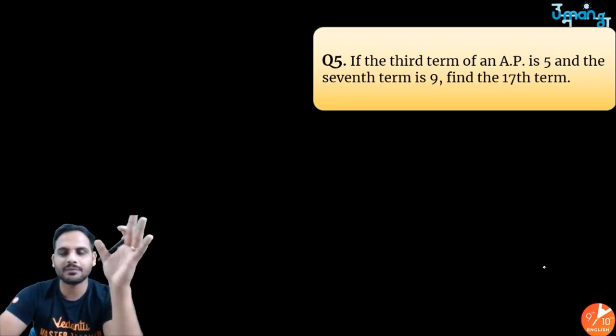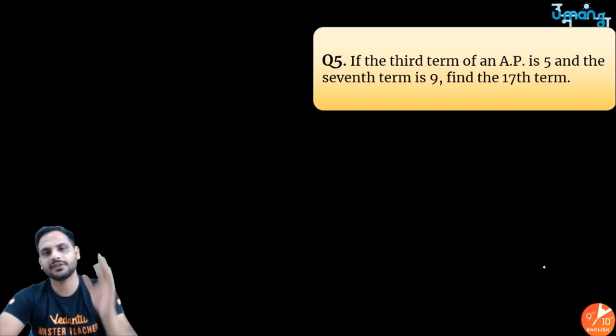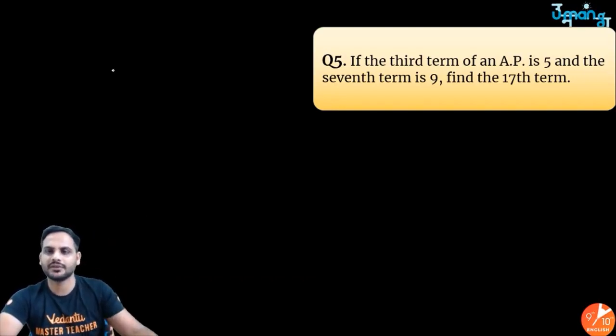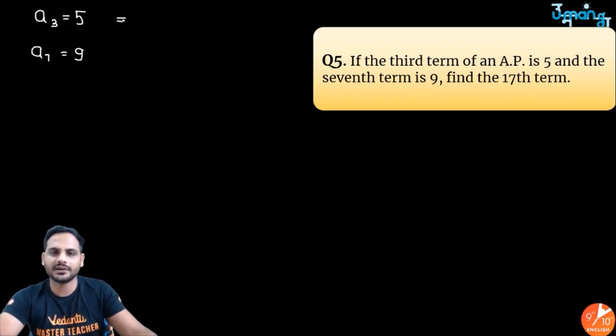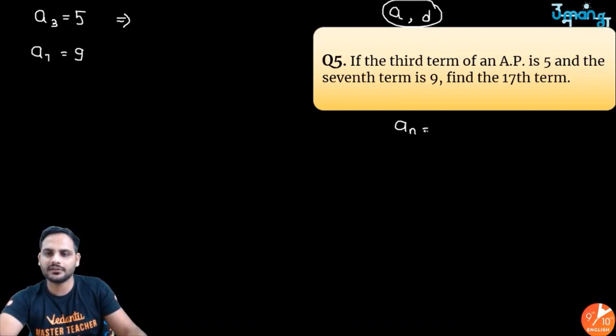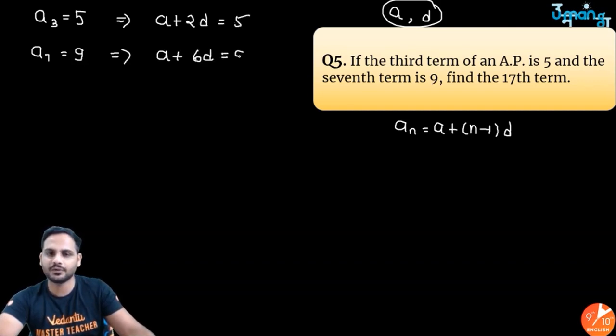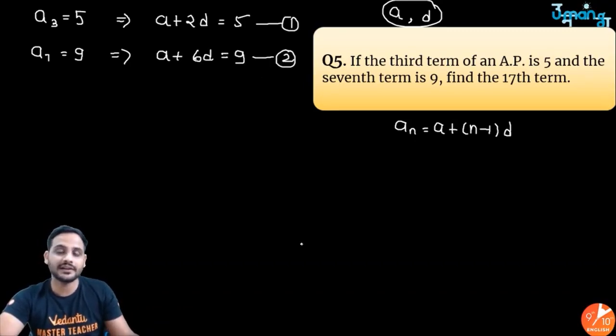To solve any AP problem it is very important that we get the values of the first term and common difference. Instead, they have told me that the third term is 5 and the seventh term is 9. So how do I write the third term? Suppose my first term is A and common difference is D. Using the formula AN is equal to A plus (N minus 1) into D, the third term will be A plus (3 minus 1), that is A plus 2D is equal to 5, and the seventh term will be A plus (7 minus 1), that is A plus 6D is equal to 9. This is your equation 1, this is your equation 2, and you can clearly see these are linear equations in two variables.